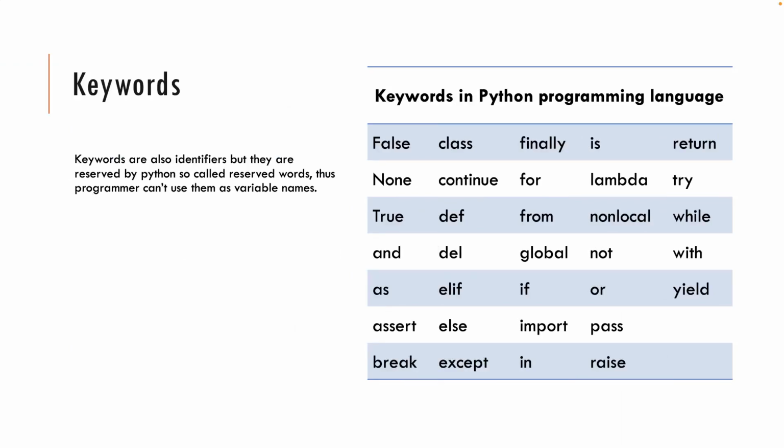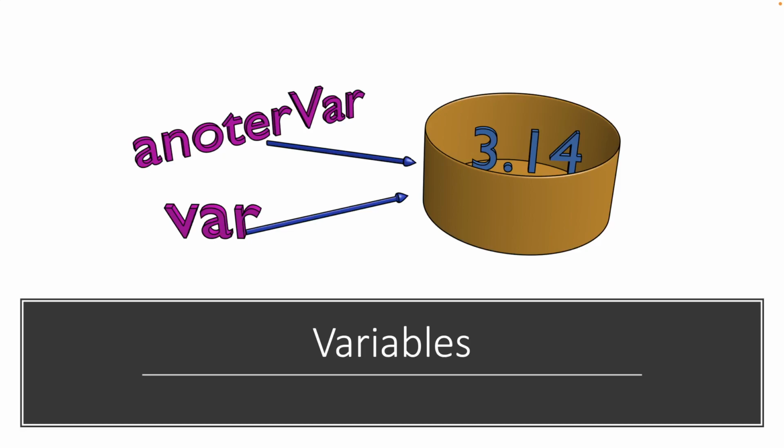Now, as we move forward, we will learn about variables. What are variables? Variables are like containers in a programming language. We put some values into the variable and we can refer to those values later.